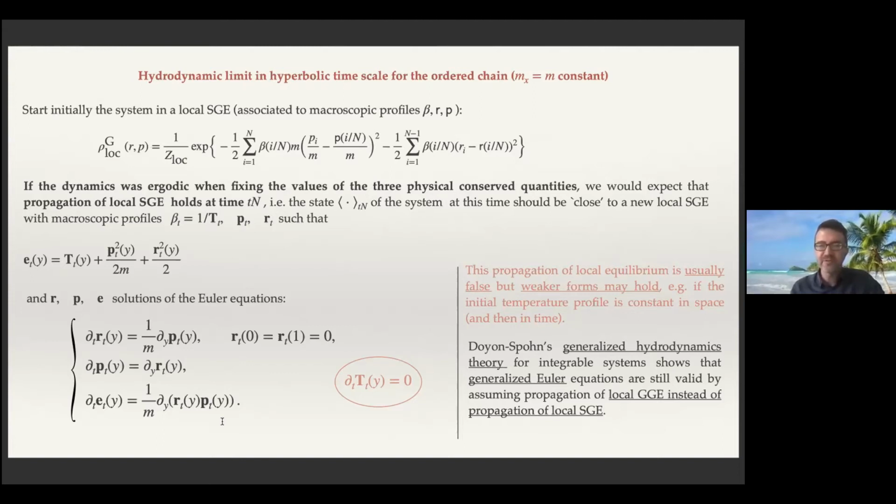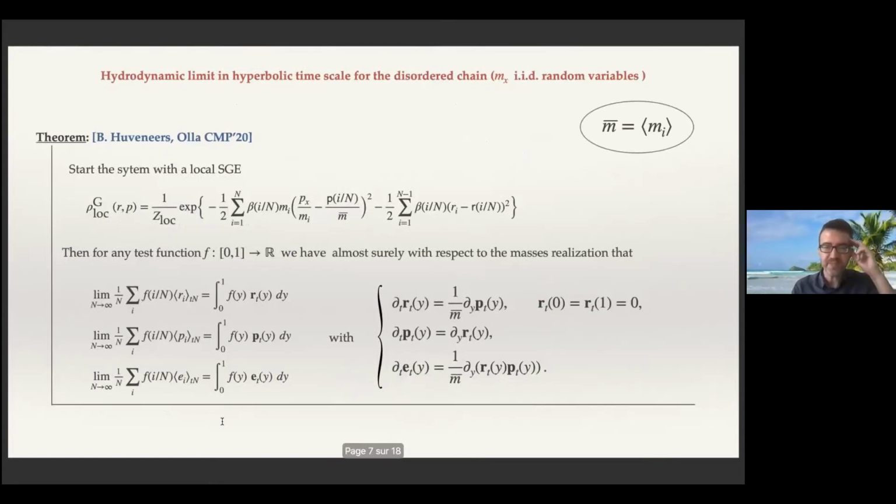Okay, so it is a question that I was asking myself while preparing this talk. And so now I come to the main theorem that I wanted to present here, which is the validity, in fact, of the hydrodynamic limit in hyperbolic timescale for a disordered chain. So here now I assume that you have masses which are IID, identically independent, identically distributed random variables.